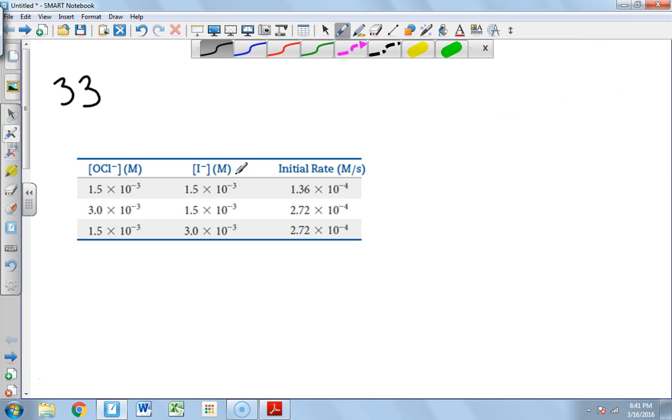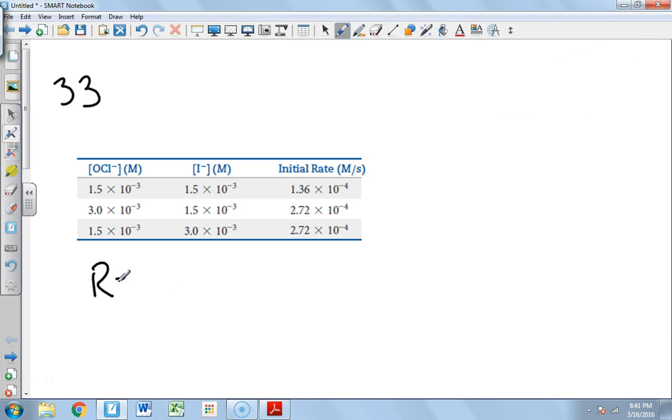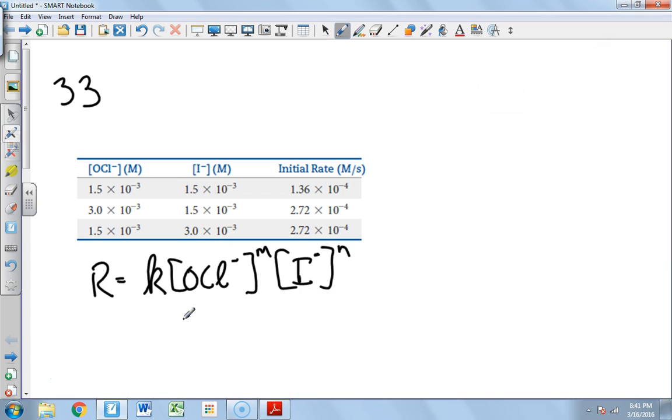If we are going to write the rate law, the rate law is in the form rate equals K times the concentration of the reactant OCl minus to some power m, times the concentration of the other reactant to some power n. Now, if there were 17 reactants, we would have to write 17 of these different things down here. But this is the way it works. So, here's what we're going to do.